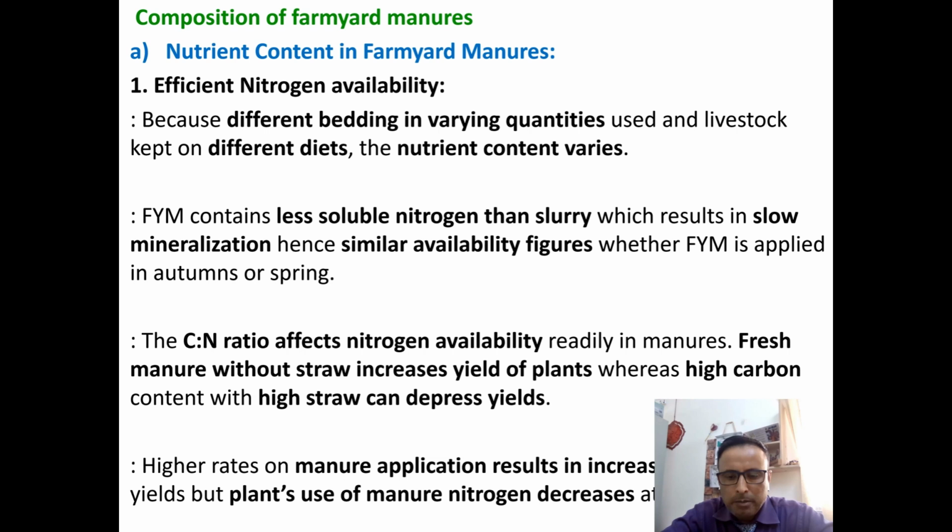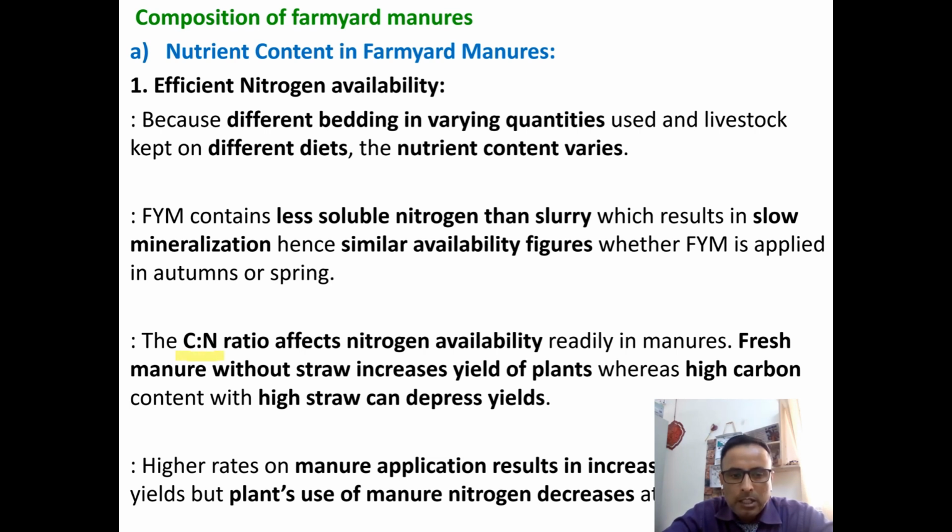As far as the composition of farmyard manure is concerned, as I told you, the bedding material and the animal excreta play a very important role. And only if the ratio of this bedding material and animal excreta is perfect can this manure be used for long-term storage. Now, the carbon upon nitrogen ratio plays a very important role in this.